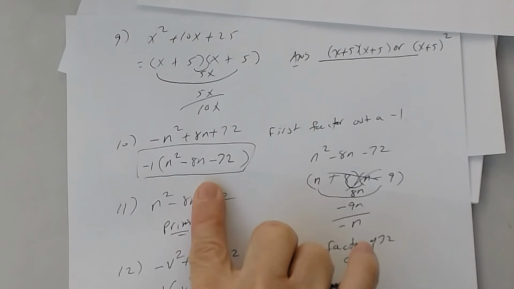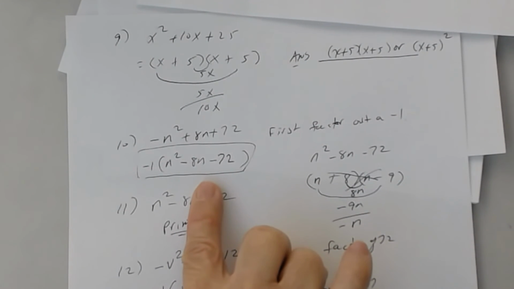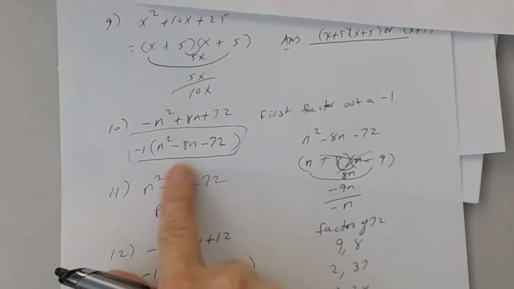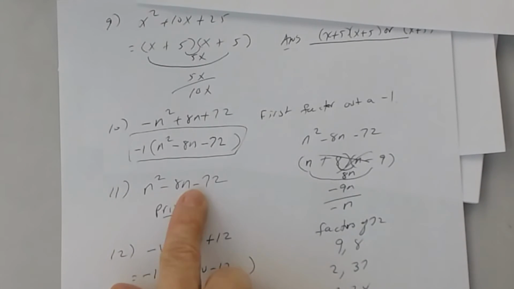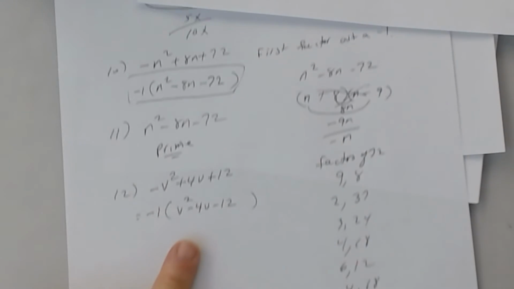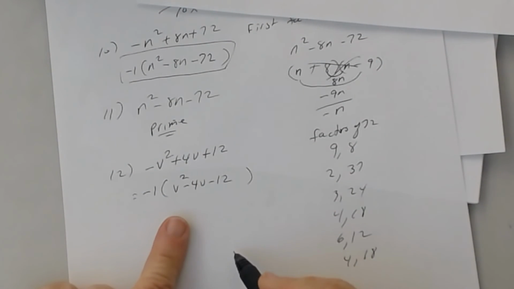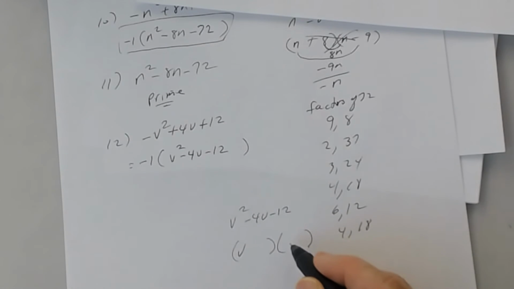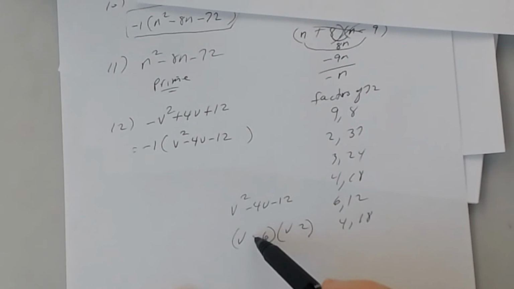So number 10, it was not possible because I've tried so many possibilities and nothing was working. So it turns out that I couldn't factor this any further. So if it was by itself like this, then you would just say prime. All right, let's go off to the side and see if I can factor v squared minus 4v minus 12. 6 and 2, y'all agree? Yeah. All right, so v, 6, 2. The last sign's negative. What does that imply by these signs in here? Means that they're the opposite.